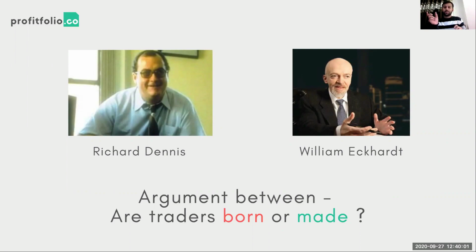William Eckert believed that traders are born, and Richard Dennis was in favor of traders are made. Meaning, any person with the IQ of a 10th grade student can be a trader, right? If you give them a simple system and they rigorously and religiously follow it, then they can be a successful trader, right?